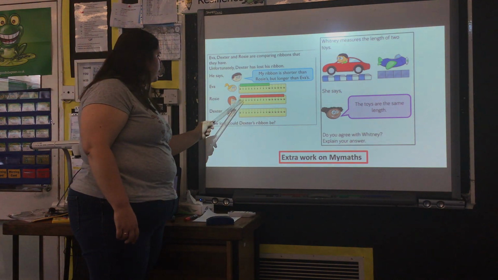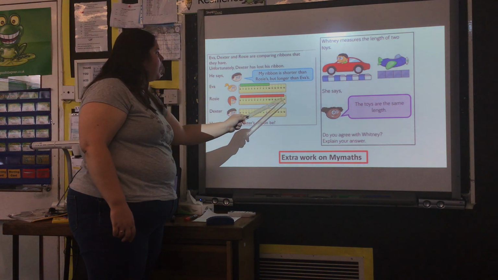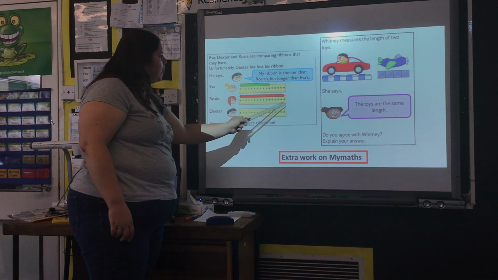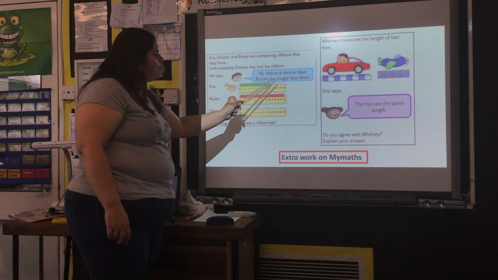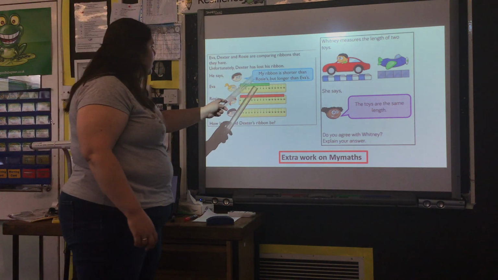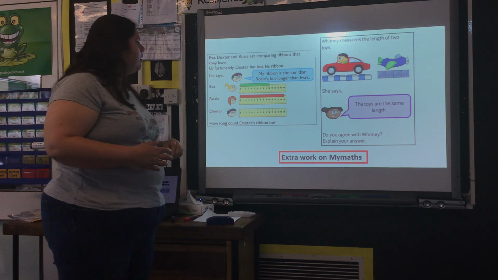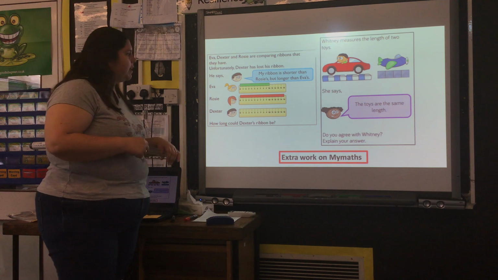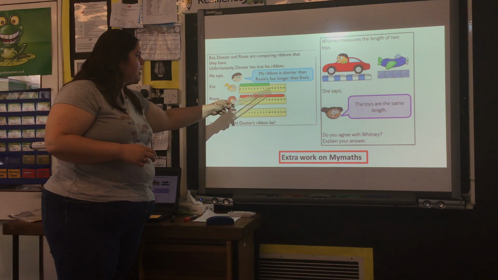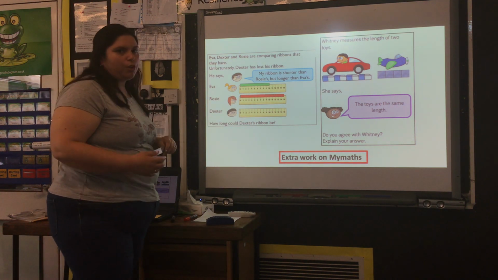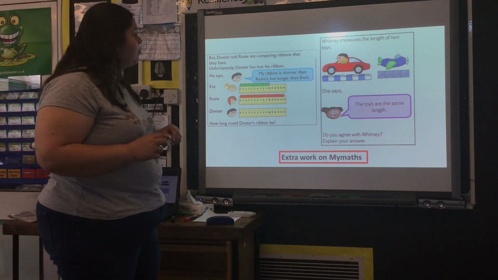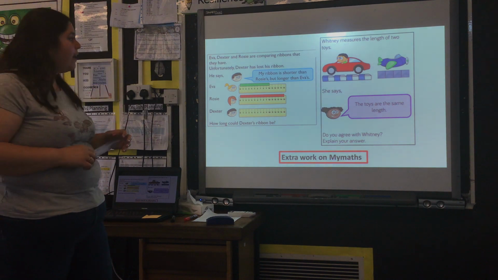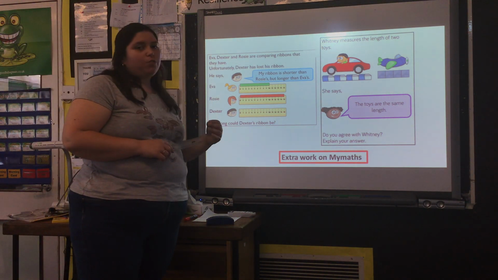Rosie's started there, goes up to 13. So Dexter is in the middle of 10 and 13. What number can you think of that might come in between 10 and 13? And that is how long Dexter's ribbon might be. So have a bit of a think. What number comes after 10 but before 13? And you've done lots of those, so you should be really good at remembering that. Okay, well I hope you have a good lesson and that you can work through really well.